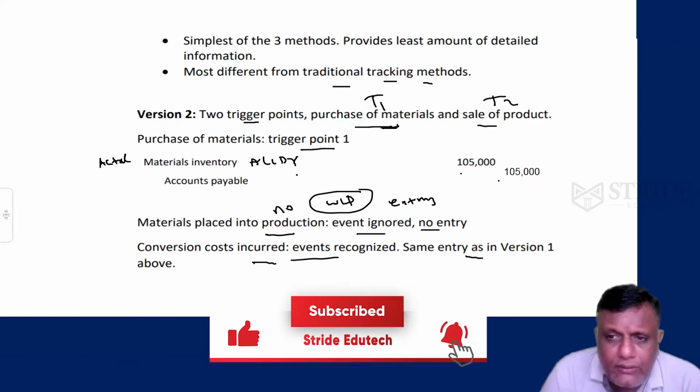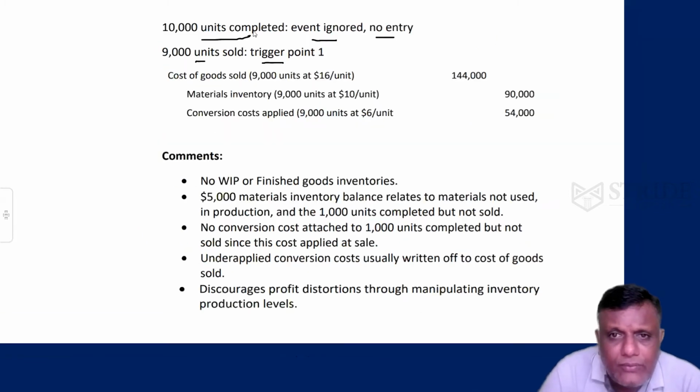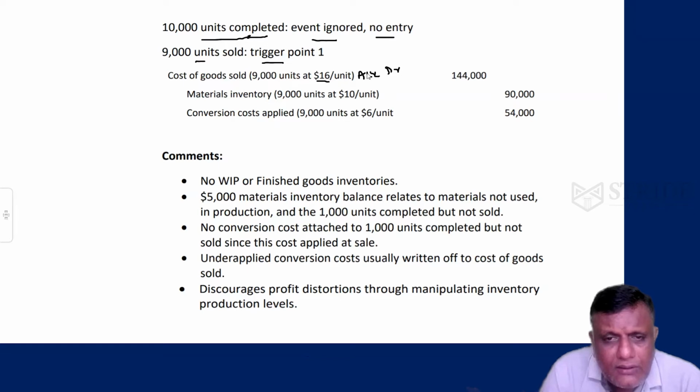WIP, ignore it. Production cost, ignore it. Sale, please make an entry. So completed, ignore it. Sold, that's it. So the theory of trigger points says purchase of material and sold. 9,000 units sold. What is the cost of goods sold account? The cost of goods sold account debit is 9,000 units into 16 estimation cost. 9,000 units sold into 16, 144,000.